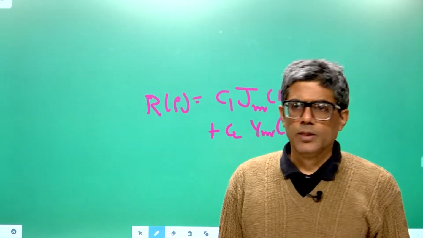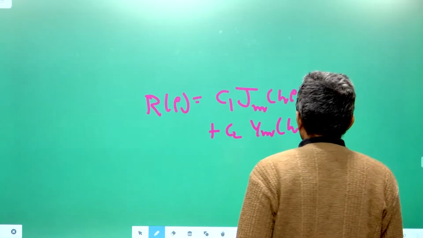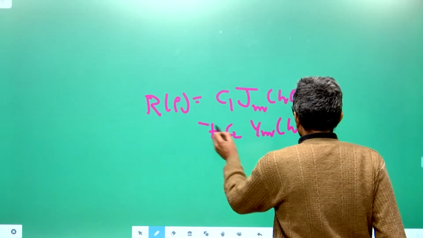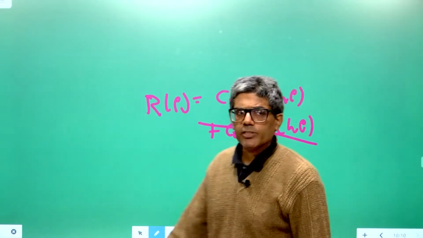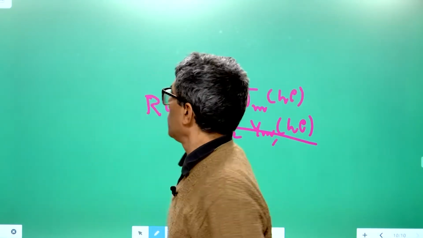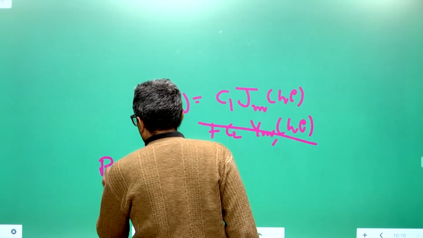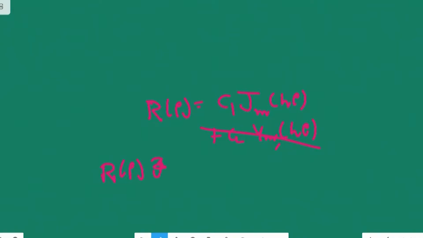Since we require the fields to be non-singular, they should not blow up, there should not be any singularity in the fields when rho becomes 0, you must delete this choice, because the second modified Bessel function has a singularity at rho equal to 0. So R of rho becomes simply proportional to Jm of h rho, and you can write the entire mode as R of rho Phi of phi proportional to a linear combination, C1 cos m phi plus C2 sin m phi, multiplied by Jm of h rho.